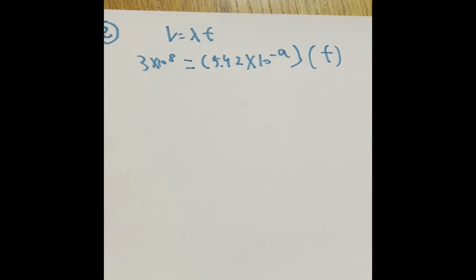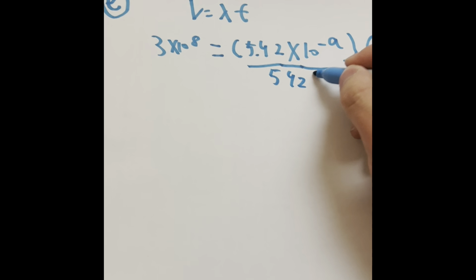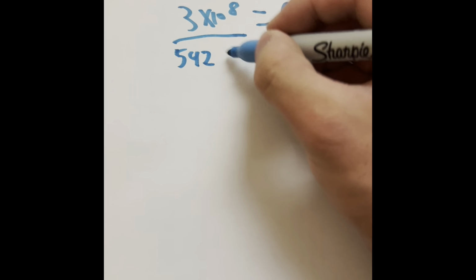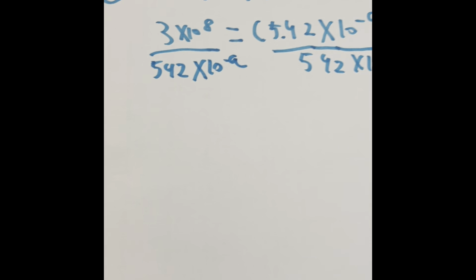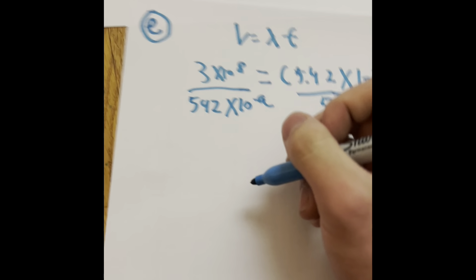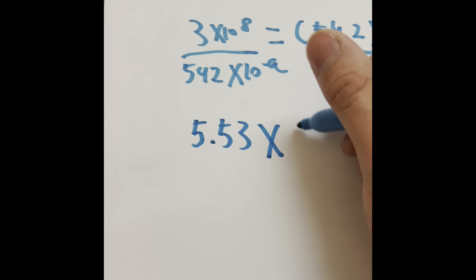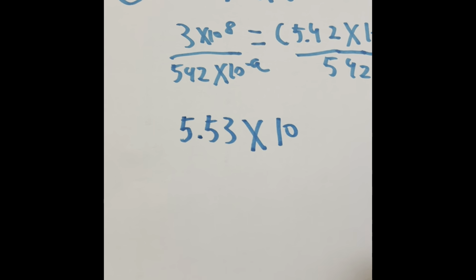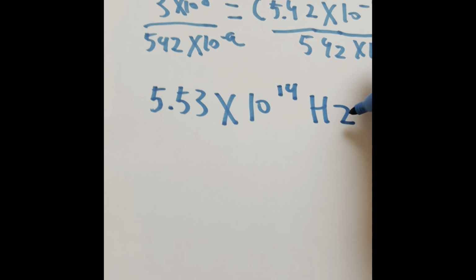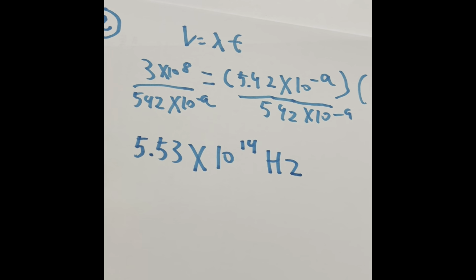When we try to solve it out, we are going to divide this side by 542 times 10 to the negative 9, and divide this side by 542 times 10 to the negative 9. Let's try to do that on a calculator. When you do it on a calculator, rounding to the nearest decimals, it's 5.53 times 10 to the 14th power, and that's in hertz. That is the frequency of the light shown above.